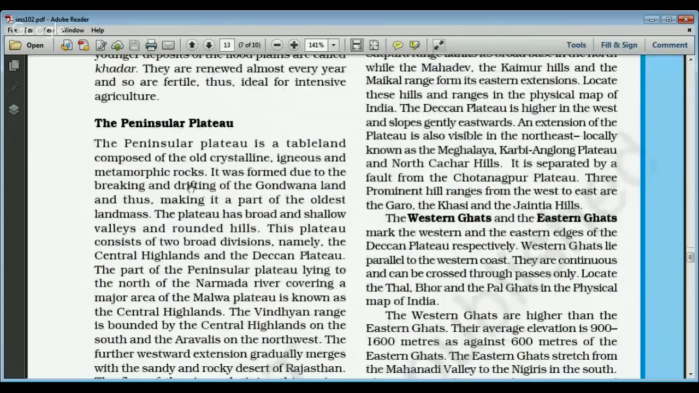So these were the two major physiographic divisions of India. Now you see the third region, that is the peninsular plateau. A plateau is a tableland, and I've told you in the beginning also that most of the Himalayas consists of sedimentary rocks, and the peninsular plateau consists of old crystalline, igneous, and metamorphic rocks. And this peninsular plateau was actually part of the oldest landmass present on the earth, that is Gondwana land. I've also told you how Gondwana and Angara land were made from the mainland Pangaea.